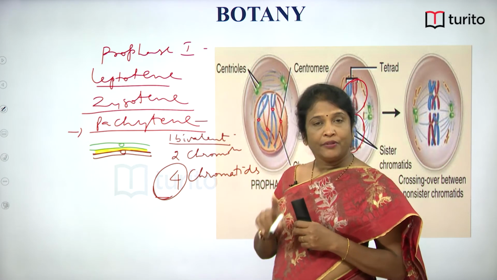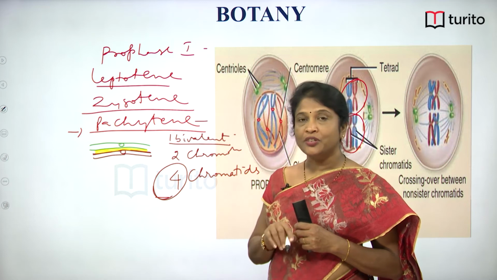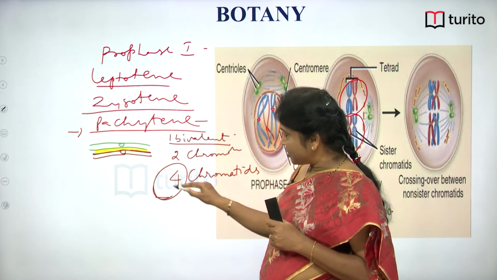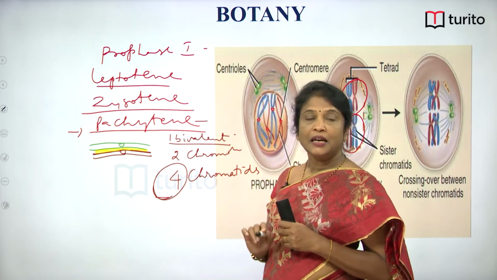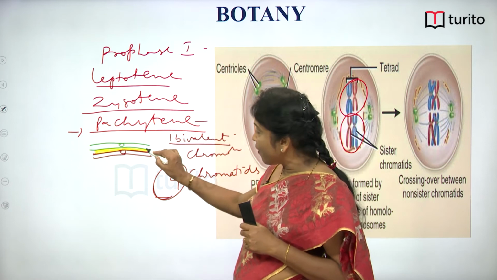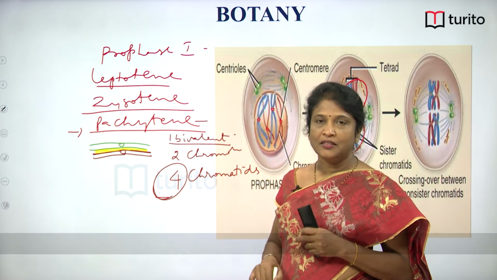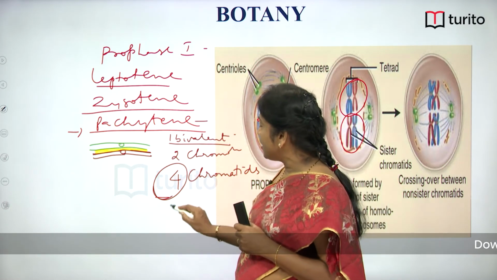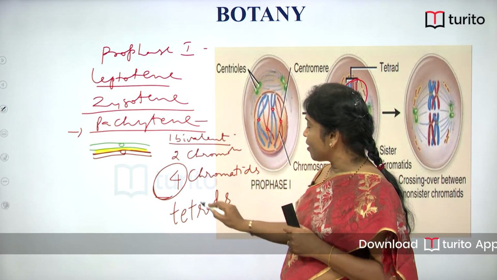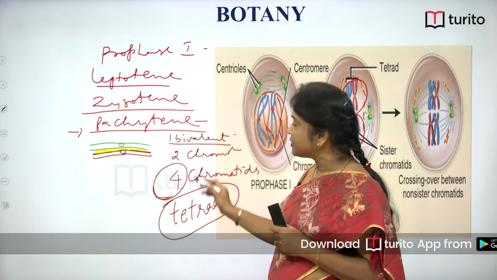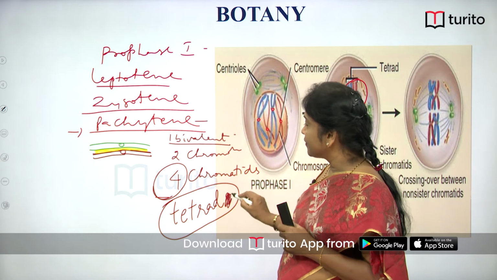Of course, a bivalent has 4 chromatids right from the beginning, from zygotene onwards, but during zygotene they are not clearly visible, but now during pachytene they are clearly visible, and due to that clear visibility, we can follow 4 chromatids in the bivalent under the microscope during the pachytene stage, and now the bivalents are called tetrads. The same bivalent we refer to during pachytene as a tetrad. One bivalent is one tetrad.